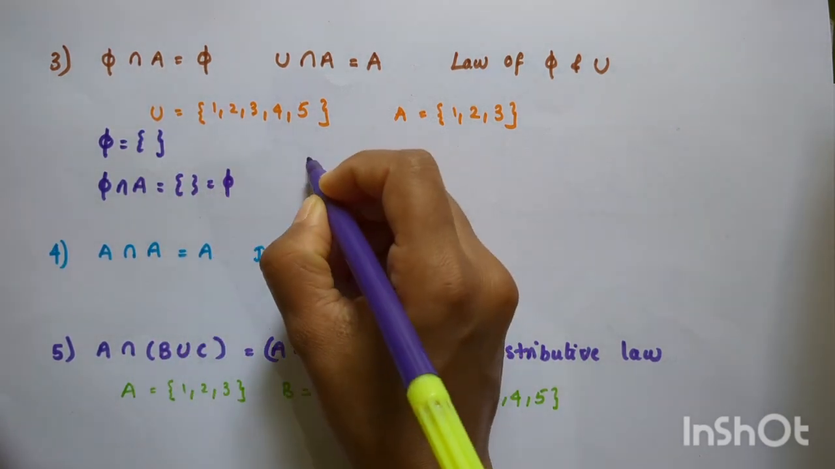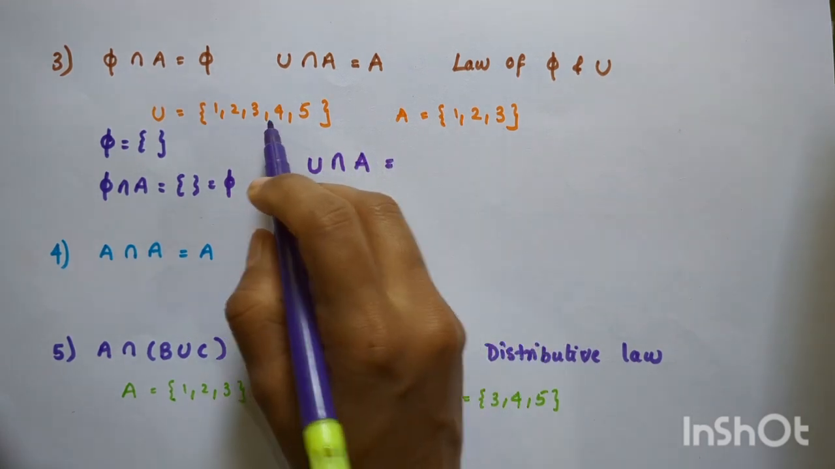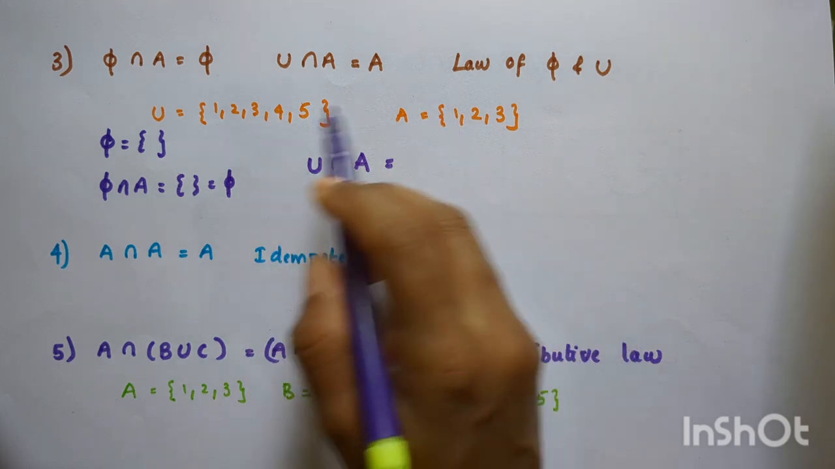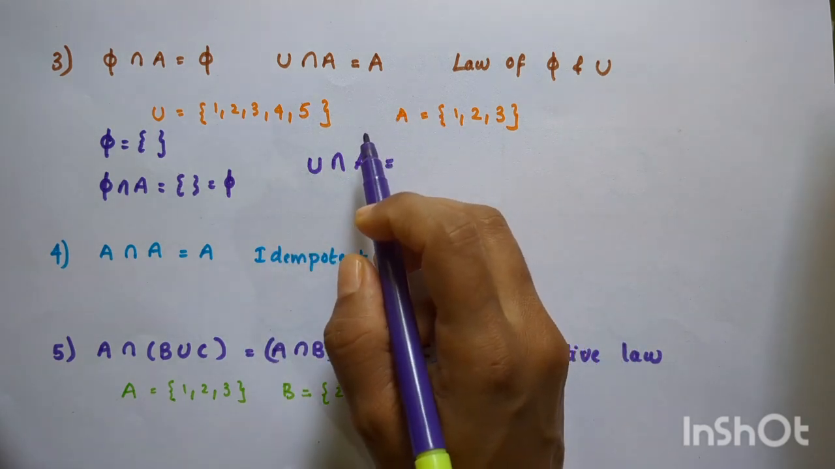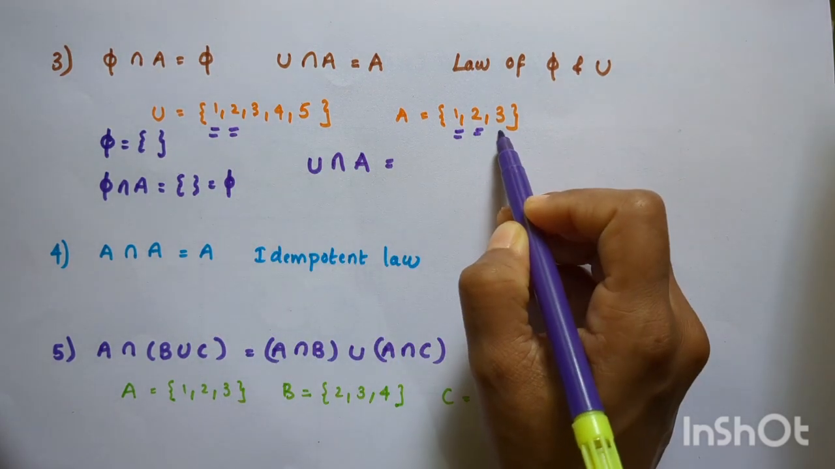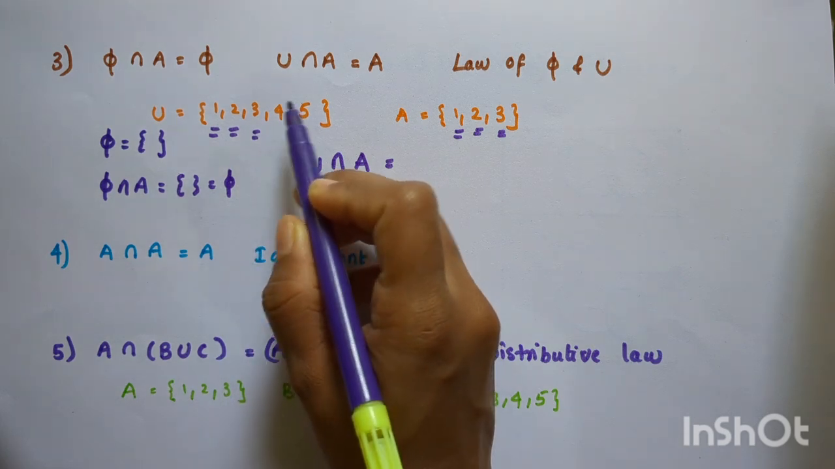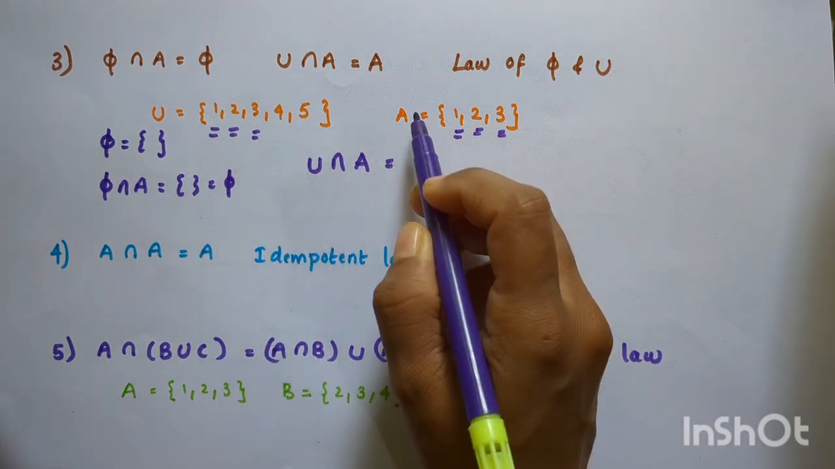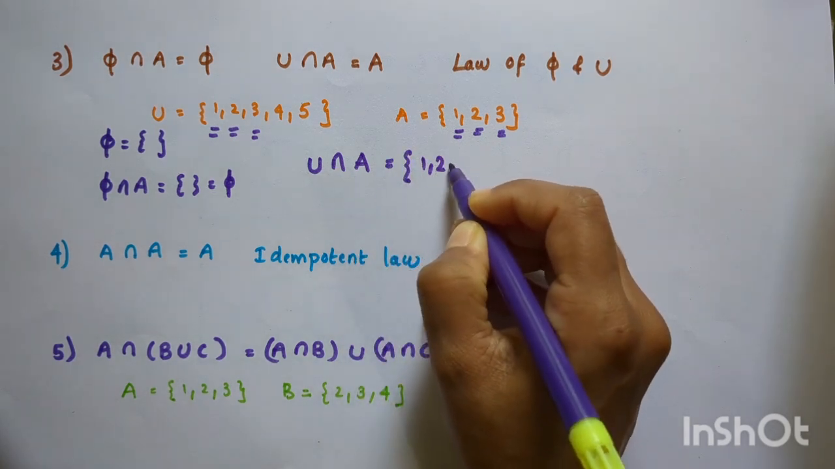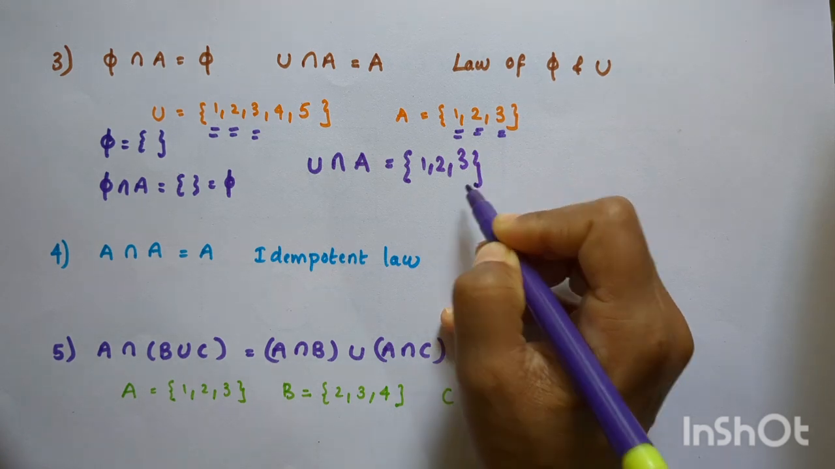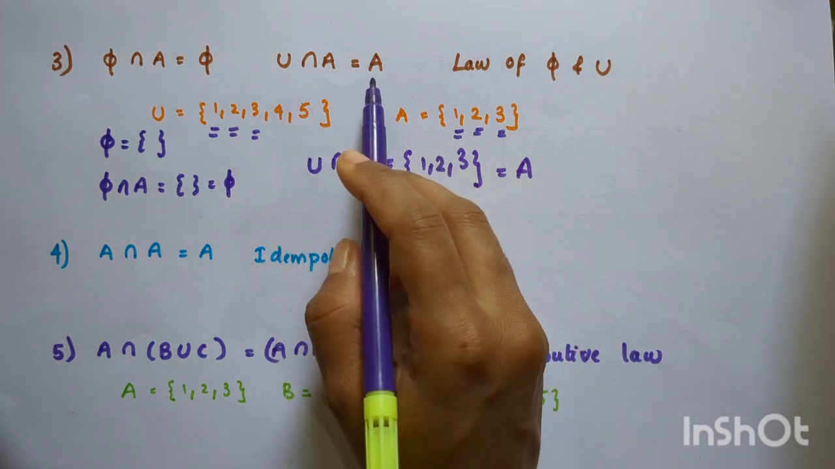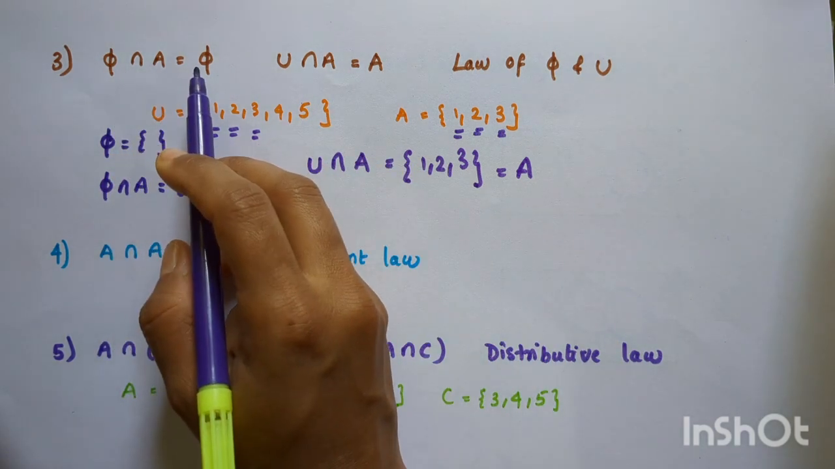Okay, similarly, what about U intersection A? This is U and this is set A. So for U intersection A, we have to consider the elements which belong to both U and A, that is, common in both U and A. So you see, here we have 1, here also 1, 2, 2, 3, 3. What about 4? It is only in U, not in A. 5 only in U, not in A. So we cannot consider those elements here while we are writing intersection. So U intersection A will be what? Set of 1, 2, 3. Alright, and you see this set is actually the set A now. So U intersection A will be equal to A itself, and phi intersection A will be equal to the null set phi.